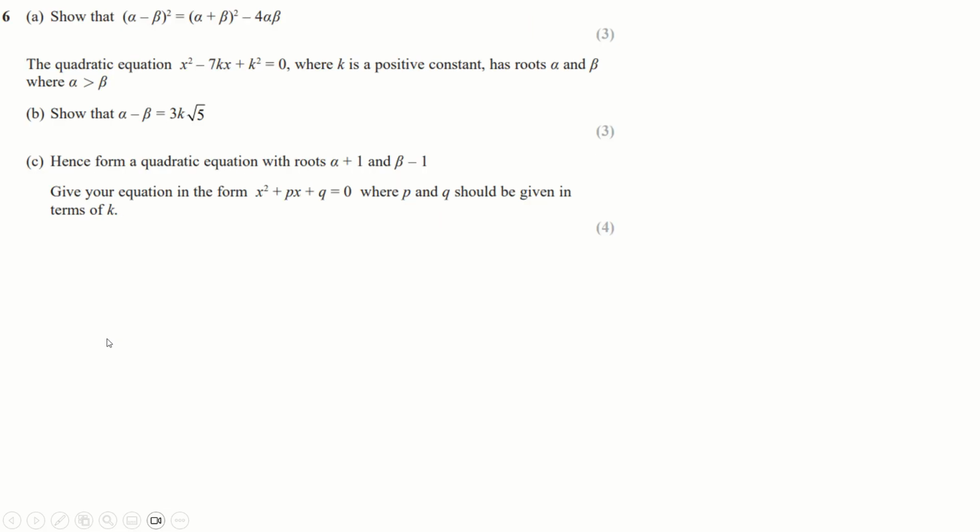Question 6 then, so show this. This is a nice little trick. You don't have to start on the left, and generally you always want to start on the thing that has more stuff in it. So this has more stuff to do.